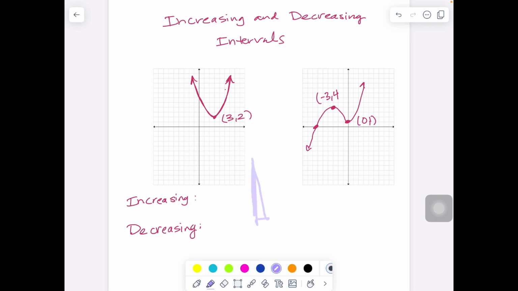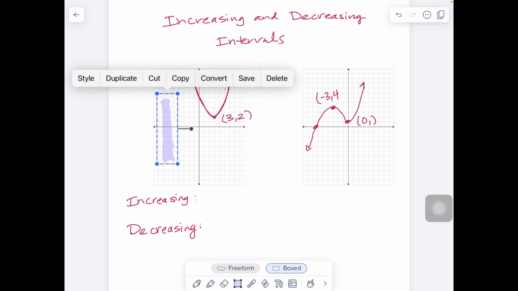The next thing I'm going to talk about are increasing and decreasing intervals. So what I'm going to do, I'm going to use this as sort of my slider.